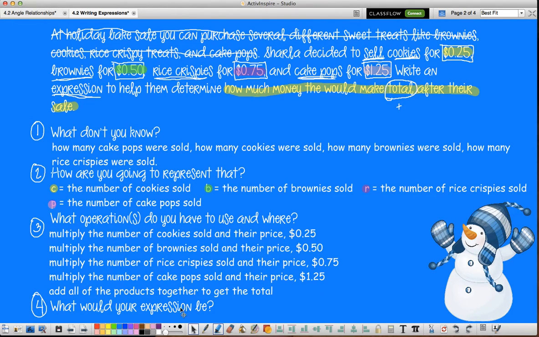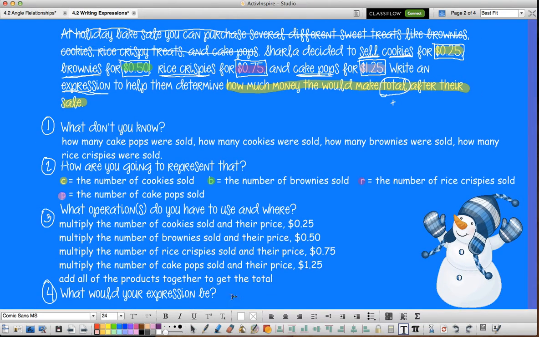So in this case, the number of cookies sold is represented by C. So we're going to replace the number of cookies sold with C. And we said we have to multiply that by its cost, which was 25 cents. Now we don't put the $ sign in when we're writing it as an expression or equation.